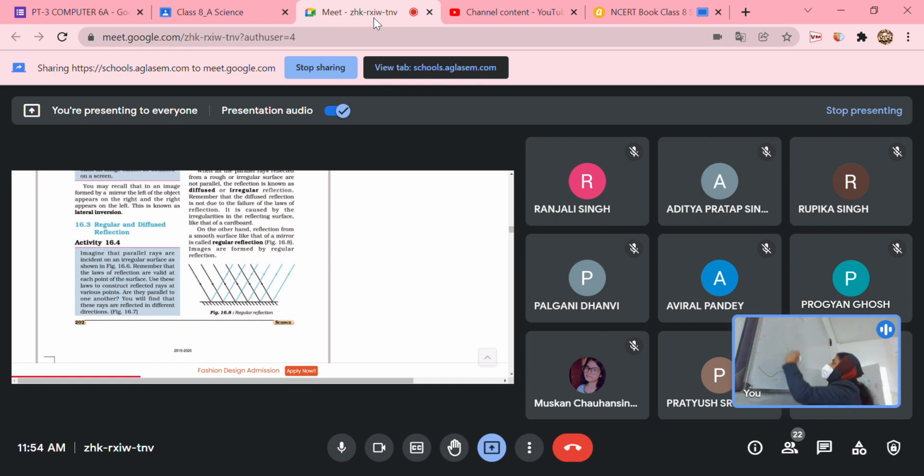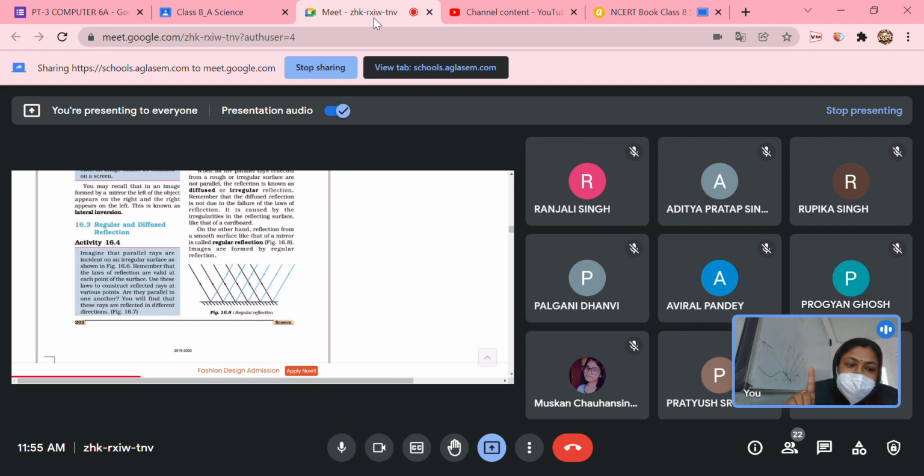So what will happen? The first ray will get reflected in this direction, the second ray will get reflected in this direction, and the third ray will get reflected in this direction. So actually the reflected rays will get scattered and we are not able to see the image of that particular area. Actually the whole area will get illuminated. They will get lit up by this diffuse reflection.